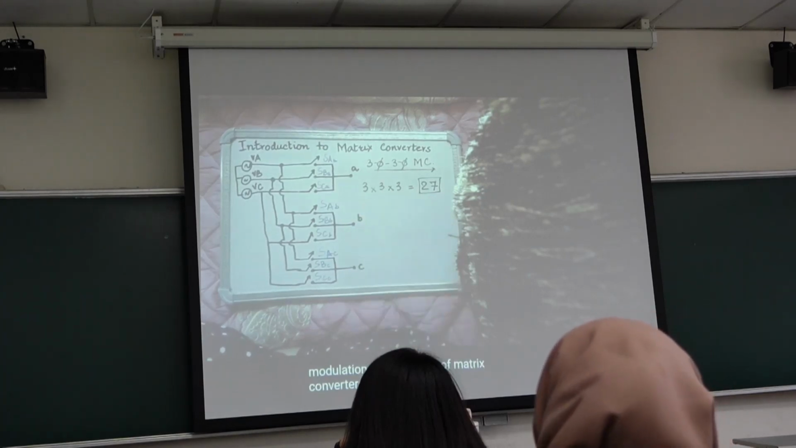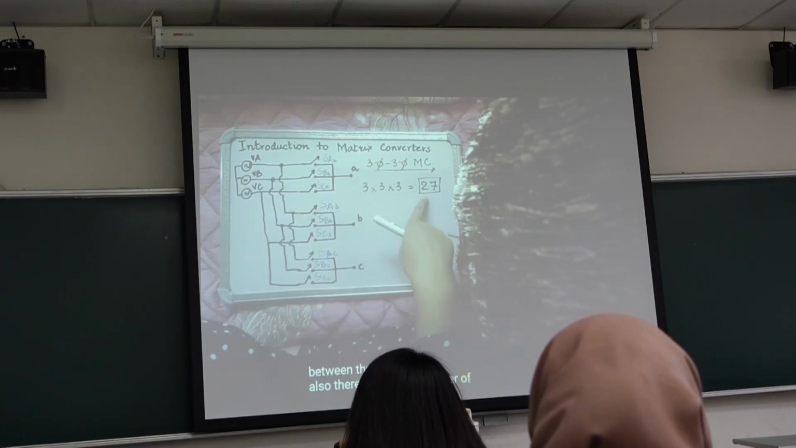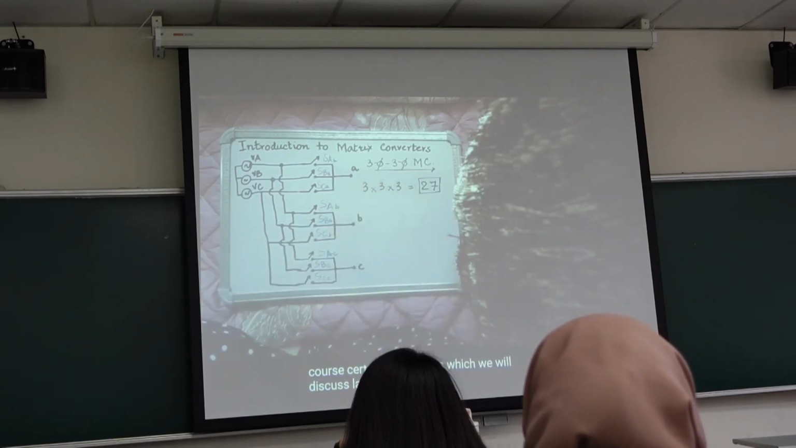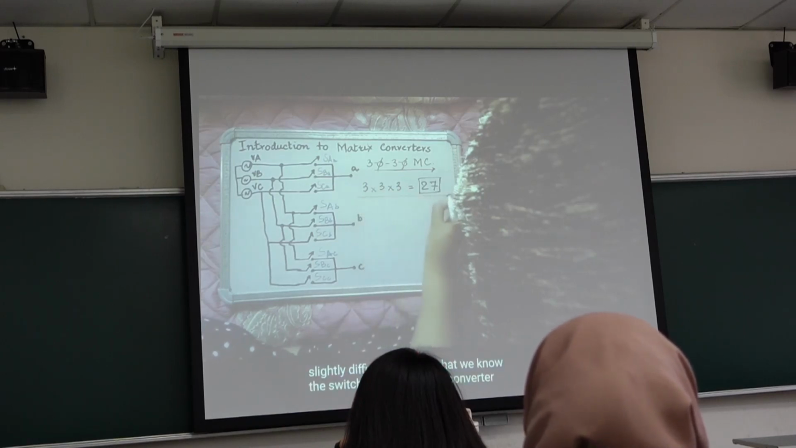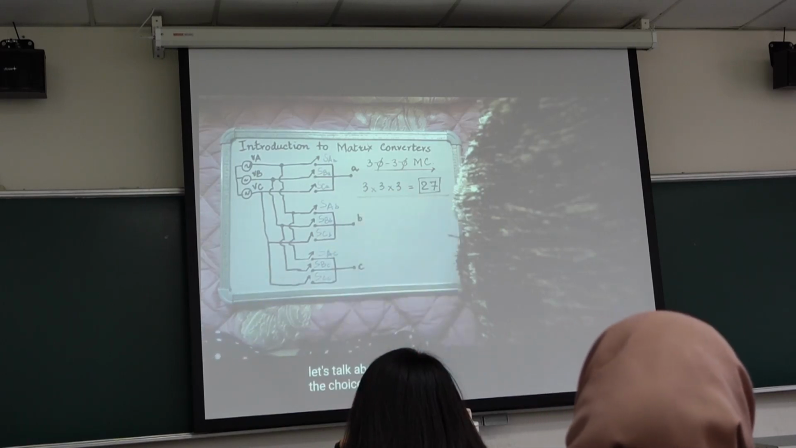This also makes the modulation or the control of matrix converters slightly more complicated, because every time we have a choice of choosing one device between 3 devices, with a total of 27 choices. Also, there are a large number of switching states, which gives you, of course, certain advantages, which we will discuss later, but it also makes the modulation or control slightly more complicated.